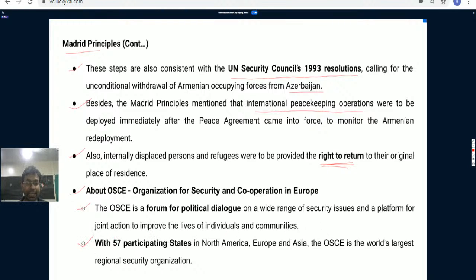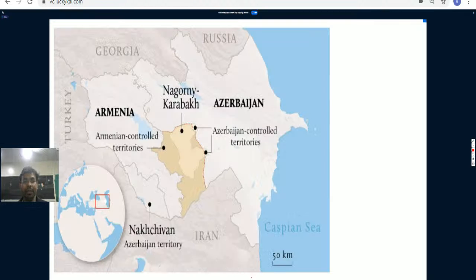It has 57 participating states. States means countries. It has 57 participating states in North America, Europe and Asia. The OSCE is the world's largest regional security organization. Then, this is the map that shows the Nagorno-Karabakh region.